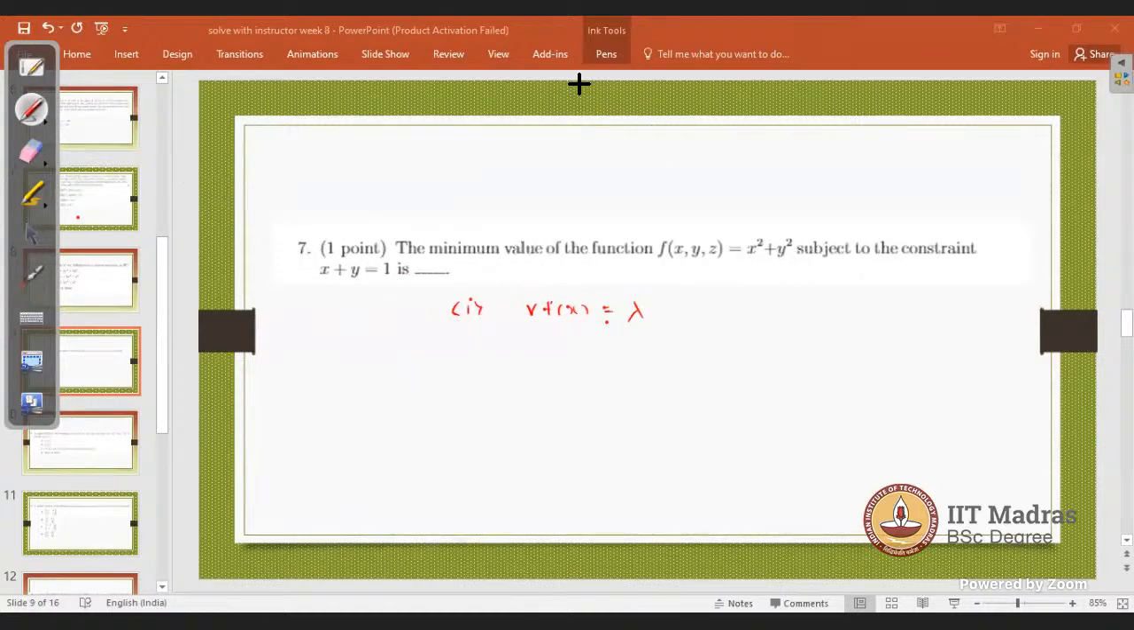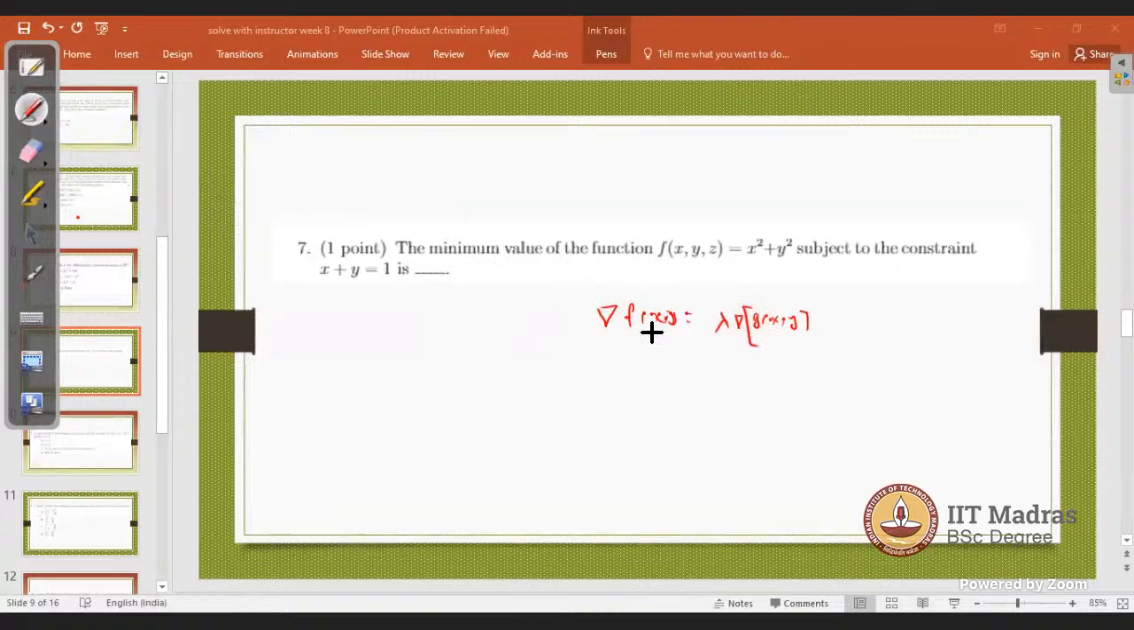So for this question, I would say just solve these two constraint equations and you will get the answer. Del of f(x, y) equals lambda del of g(x, y). I think I should not write this, use this one. Okay, I think you got it.